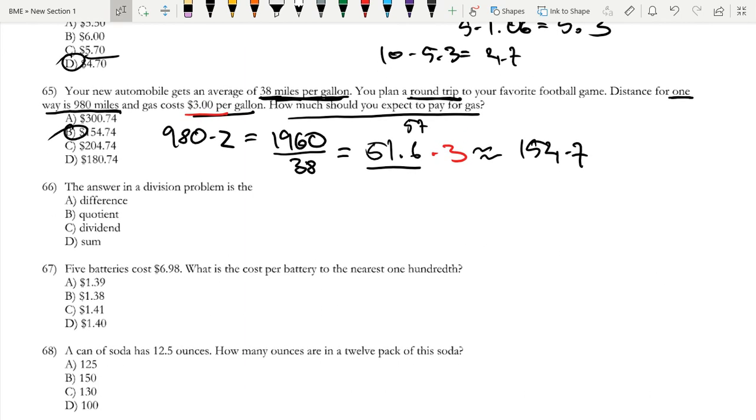Now, next question. The answer in a division problem is called the quotient. You can already eliminate these two. You may be familiar with these terms, difference and sum, right? Now, quotient and dividend can be a bit tough, but you have to know that it's the quotient.